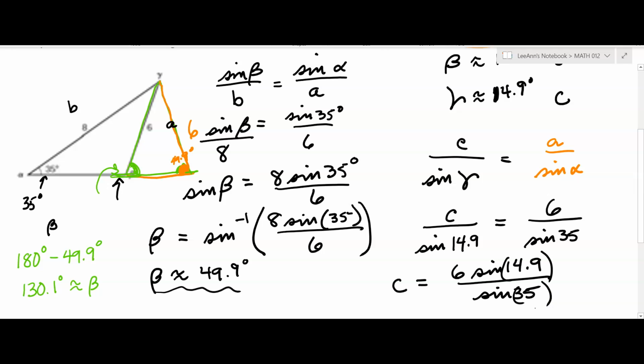Okay. I won't stop it. I'll just try to quickly put this in my calculator. And divide by sine 35. And I get 2.7. So C is approximately equal to 2.7.